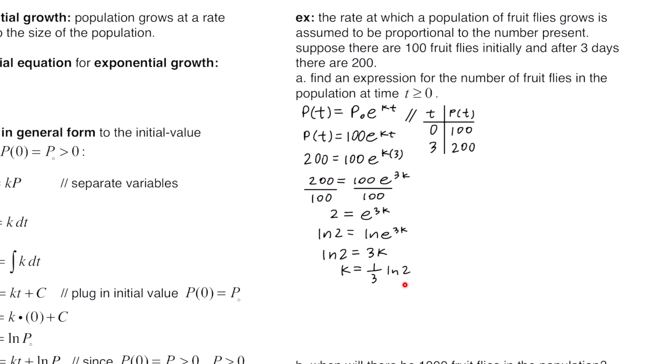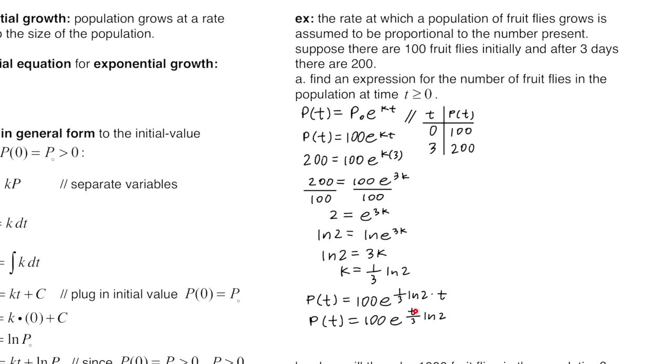So now we take this expression and we're going to plug it in right here. So here we have our equation. We have 100 as our initial population, e, and then this is k times t. We're going to simplify this a little bit more. Right now in this exponent, we have 1/3 times ln of 2 times t. We're going to multiply the 1/3 and the t. So we have t over 3 times ln of 2.